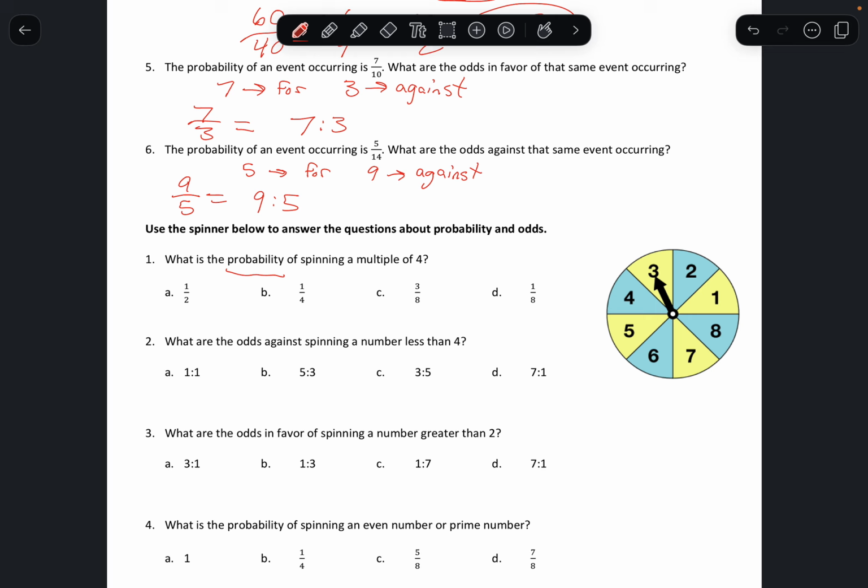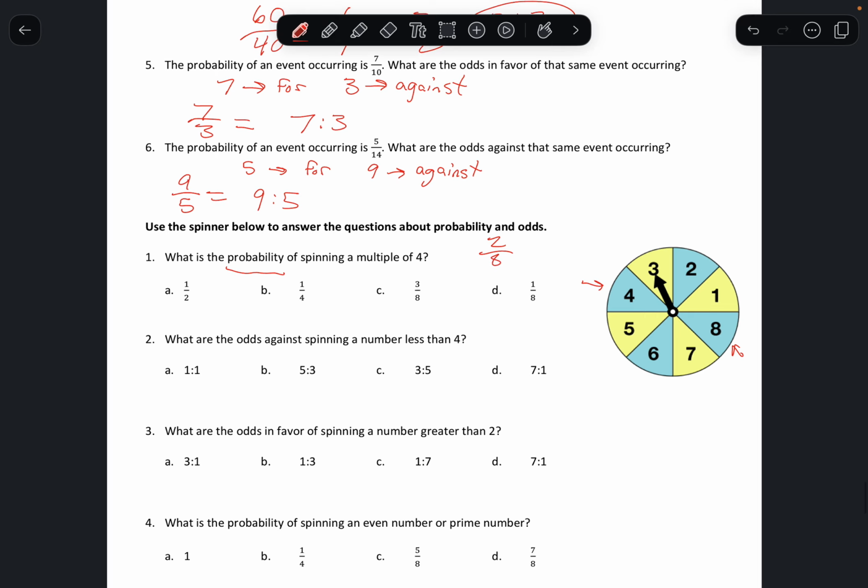So 4 would be a multiple of 4 and 8 would be a multiple of 4. That would be a total of 2 options for multiples of 4. We're doing probability, so this means we're comparing it to a total. I count the number of spots here, which is going to be 8. So 2 out of 8 is going to be 1 out of 4, which will be letter B.